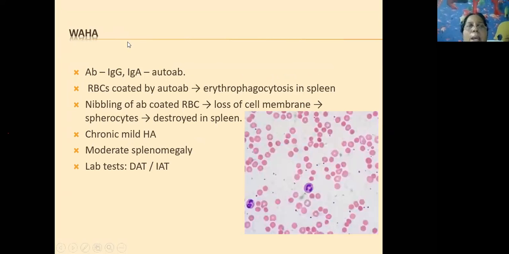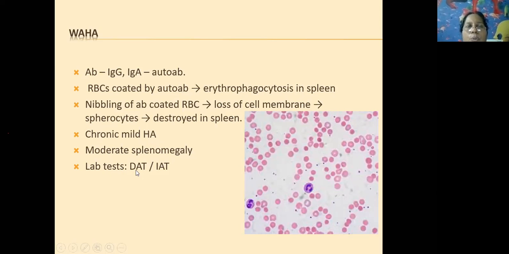So warm antibody, it is IgG or IgA. RBCs are coated by autoantibody. So in the spleen, those antigen antibody complexes are being nibbled. So there is loss of cell membrane causing spherocytosis. So it is a differential diagnosis for hereditary spherocytosis. Chronic mild hemolytic anemia and moderate splenomegaly.